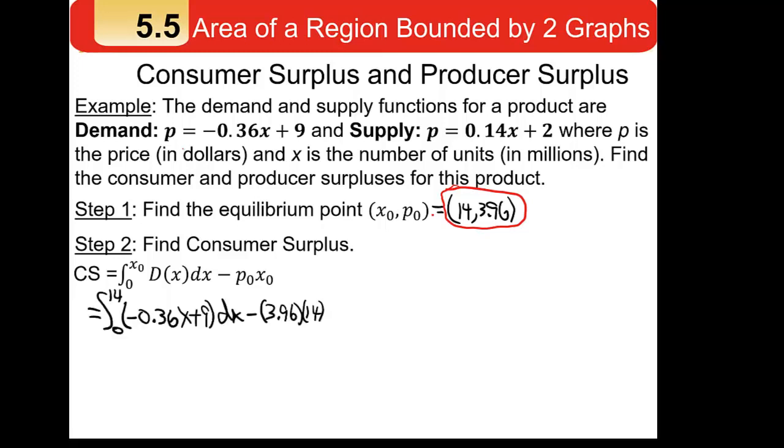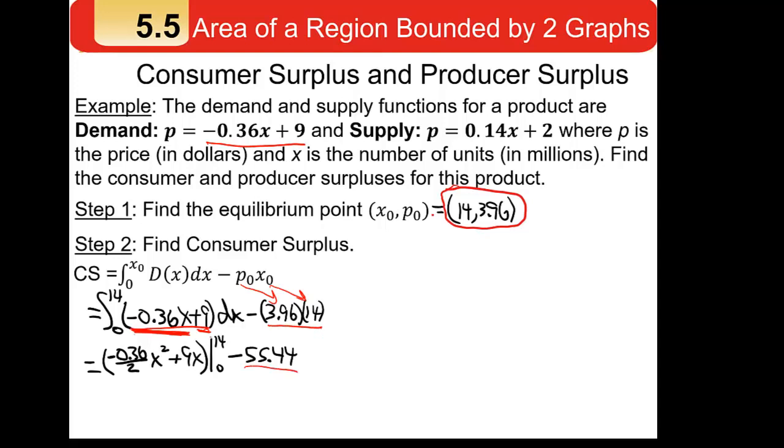Well, the demand function was given to us, so we plugged that into the integrand, and then you've got to do P0 times X0 and subtract off. Well, this is easy. If you integrate -0.36x, you get x squared over 2, but that -0.36 is still there. And then when you integrate 9, you get 9x. And then when you take 3.96 times 14, you get 55.44.